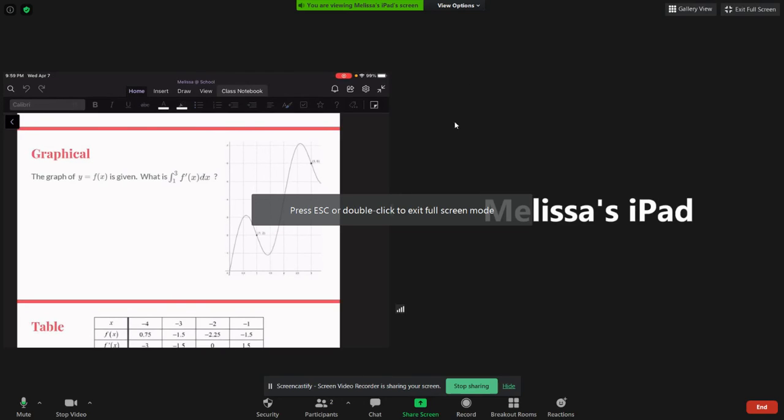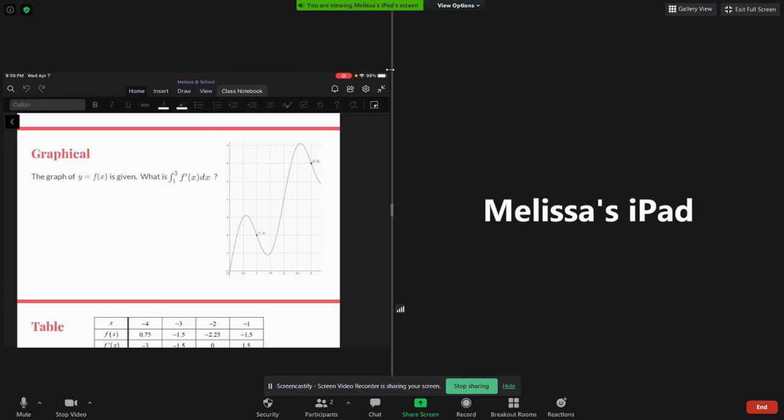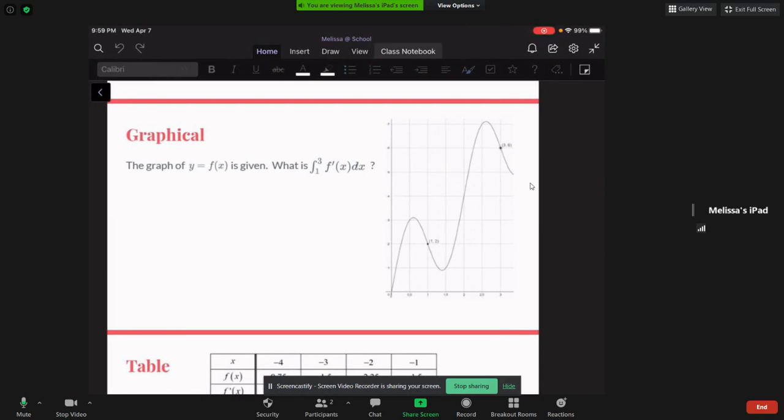Okay, so this is the problem that I was missing with the graph. So I'm just going to try and throw this in there at the end. So this should make a little bit more sense with the graph now. The graph of y equals f of x is given. What is the integral from 1 to 3 of f prime of x dx?